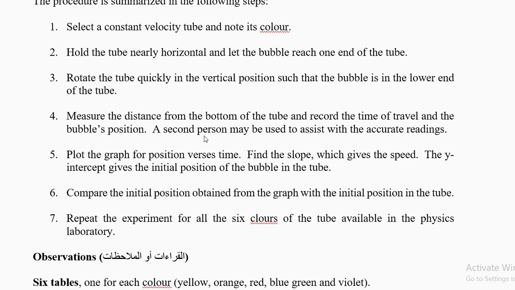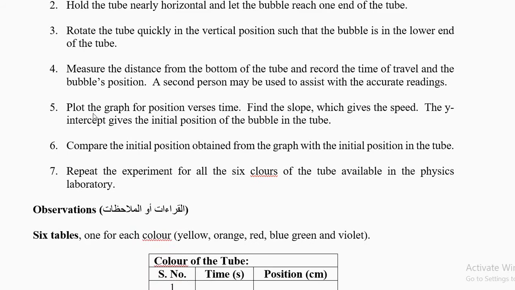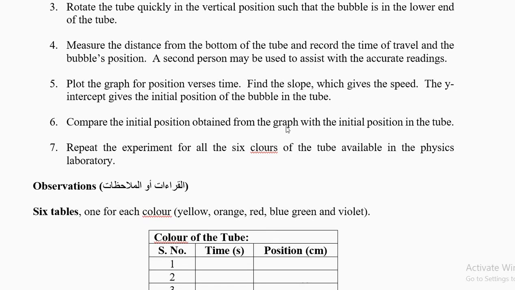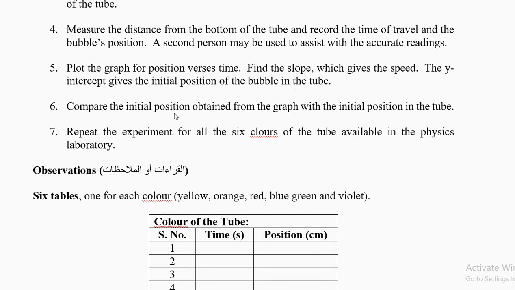You can take help from one more person if needed. Then plot the graph for position versus time and find the slope. See, on the x-axis you'll have the time, and on the y-axis you'll have the position. So the slope will be delta p over delta t, and that will be the speed of the bubble. We'll discuss the graph shortly. Now you can compare the initial position from the graph and also from the tube, because the tube has an empty space, so the dead distance is your initial position.